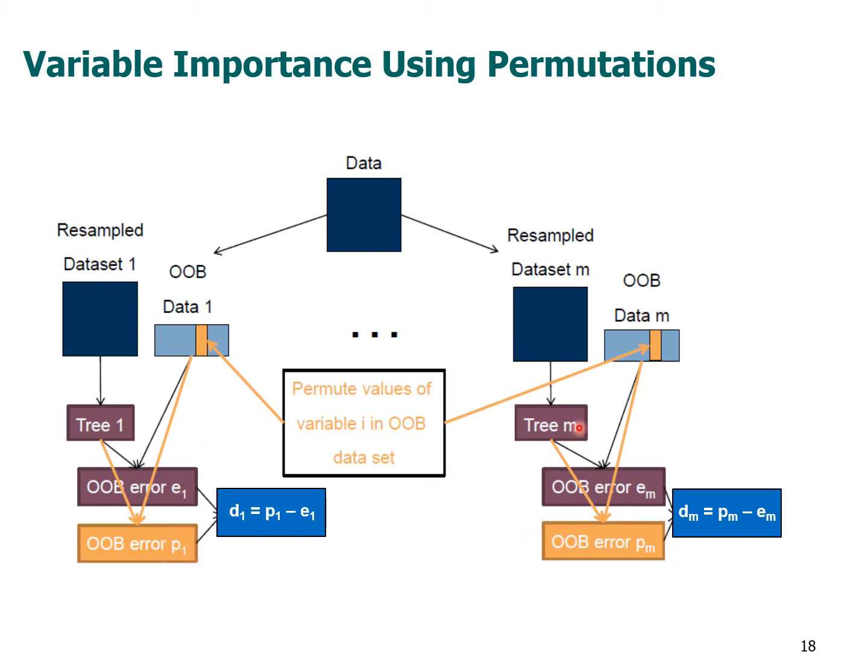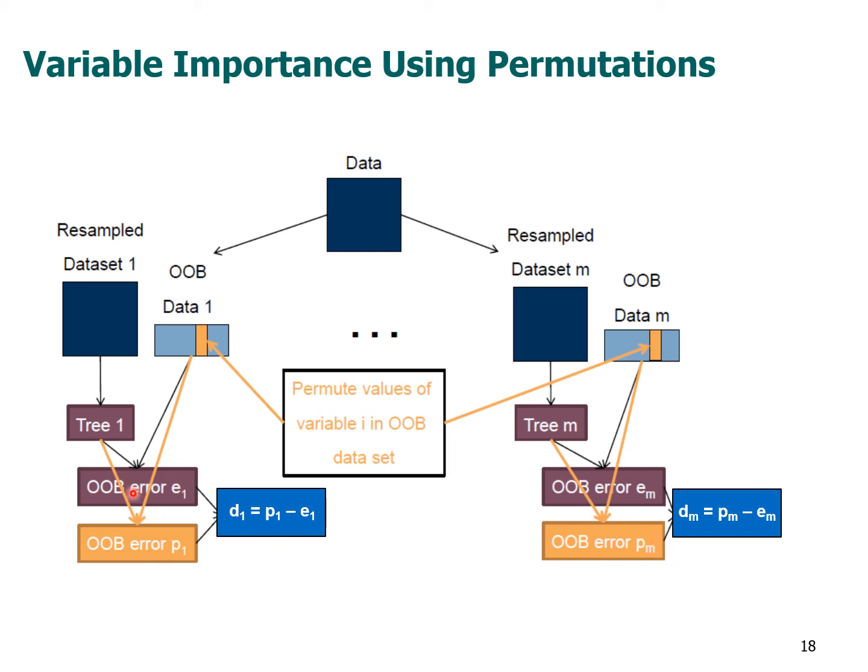In a similar way, in OB data M, you choose the same attribute I and randomly change the value of attribute I. Then by using the same decision tree M, you compute the error of this modified OB data M. Let's say that error is PM.